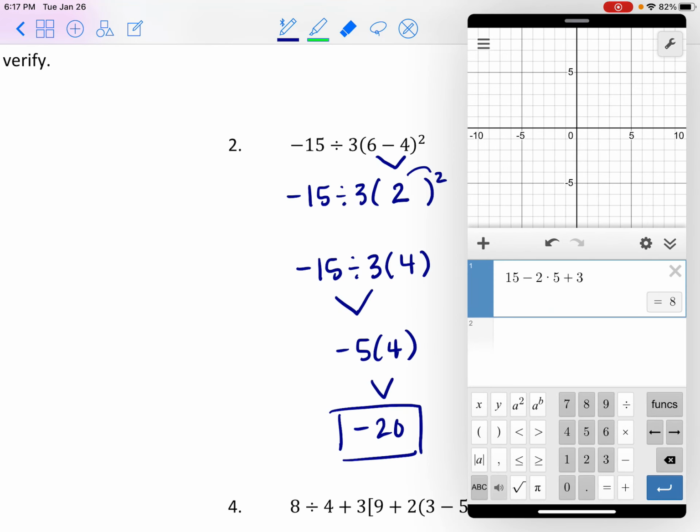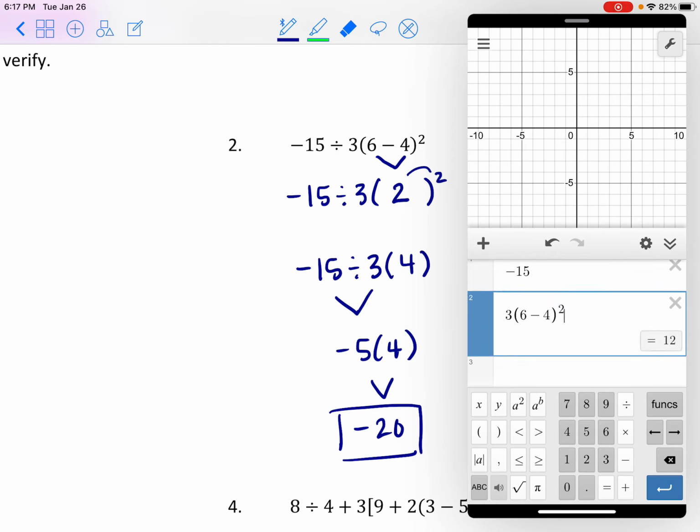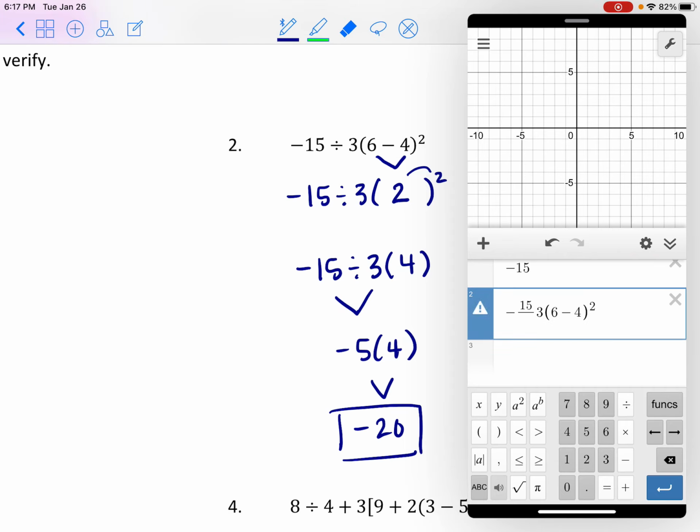And again, let's go to Desmos just to verify. So a negative 15 divided by 3. Oh, it's not gonna. I wish. Okay, calculator issues. 6 minus 4, split that, squared, and then I don't think I can write it all in line. Jeez, what is this business? I'm telling you the calculator will do that it won't do. Okay, so I'm having issues with this calculator.